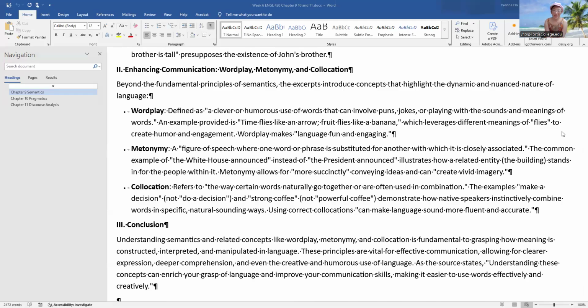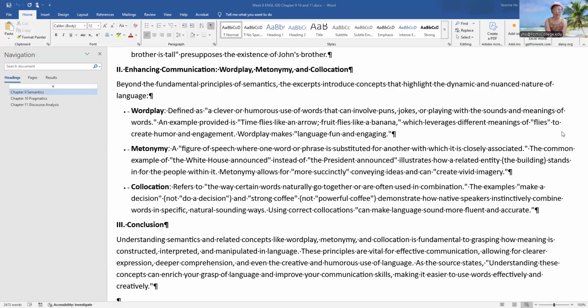Metonymy, a figure of speech where one word or phrase is substituted with another with which it is closely associated. The common example of the White House announced instead of the president announced illustrates how a related entity, the building, stands in for the people within it. So metonymy allows for more succinctly conveying ideas and creating vivid imagery.